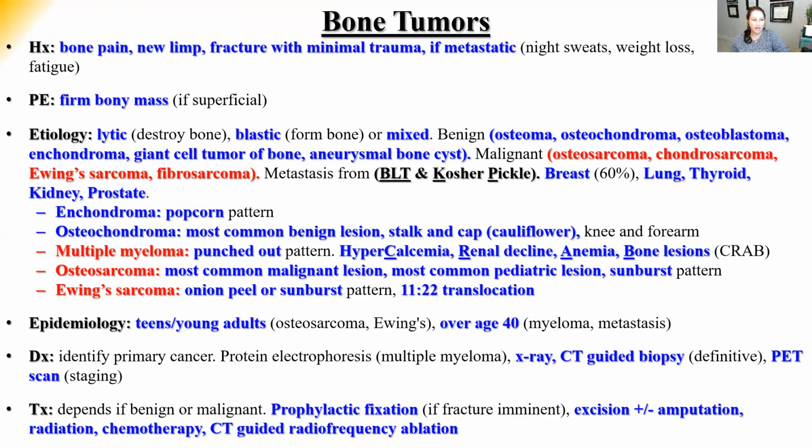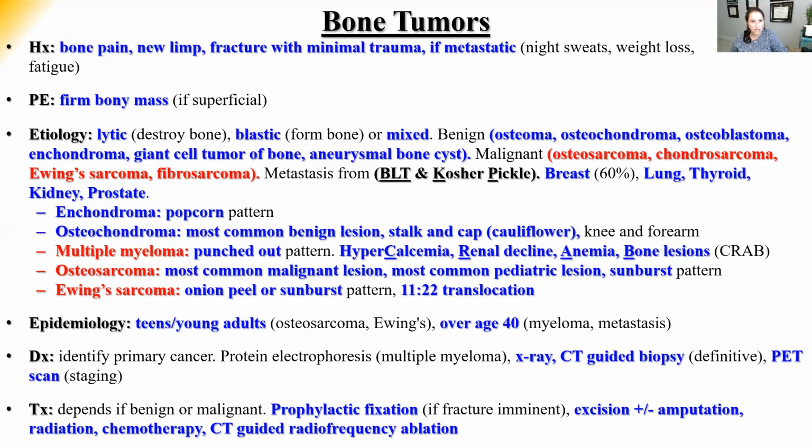Some specific findings that may be described to you in the question on an exam. An enchondroma has a popcorn pattern to it. An osteochondroma, remember that's the most common benign lesion, it will look like a cauliflower. It has a stalk and a cap.